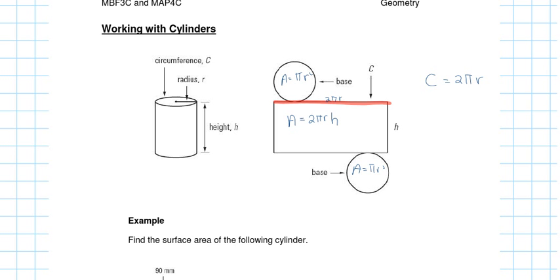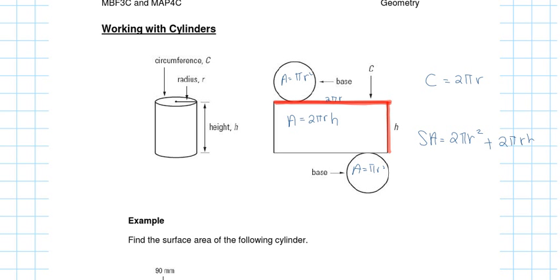So, let me repeat that. My length here is 2 pi r. My width is the height of the cylinder. So the area of this rectangle is 2 pi r times the height. Are we okay with that? So altogether, the surface area of this cylinder is pi r squared and pi r squared, that's 2 pi r squared, plus 2 pi r h.